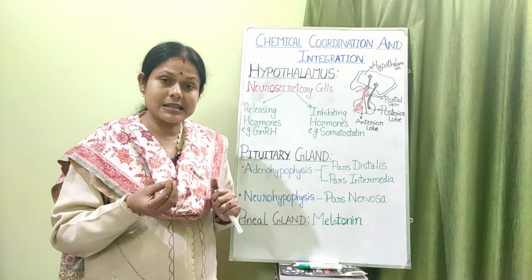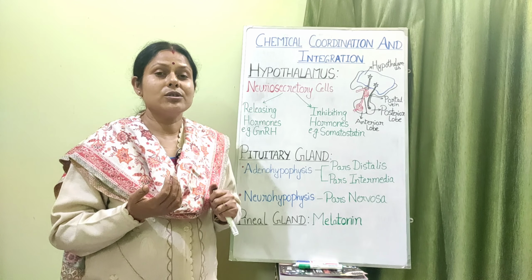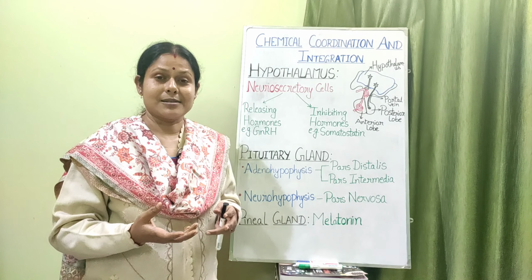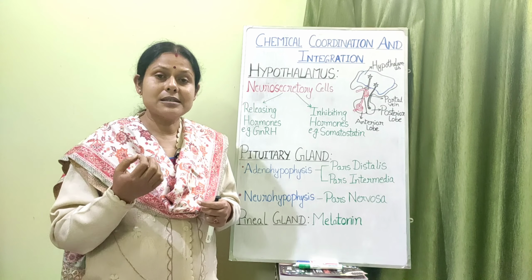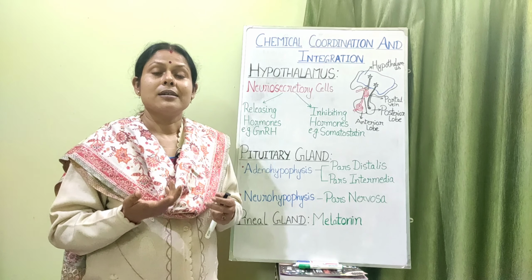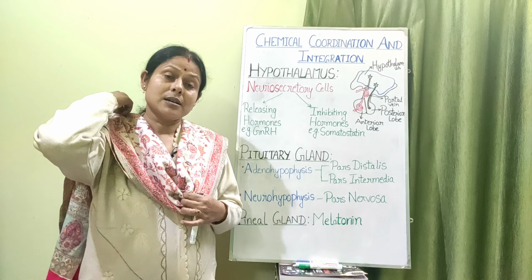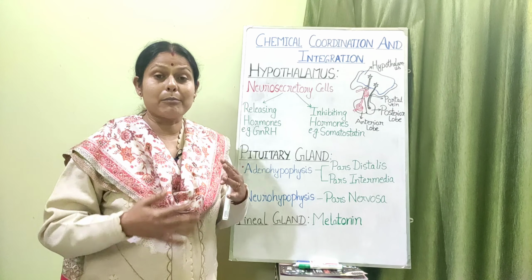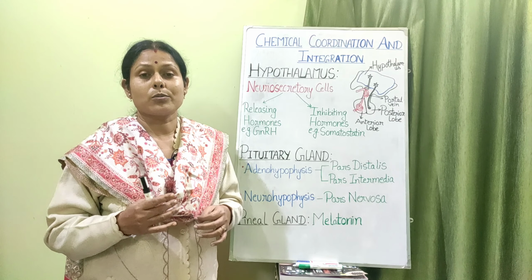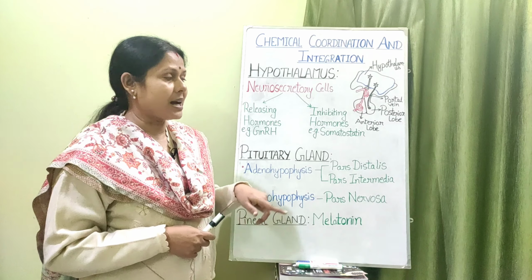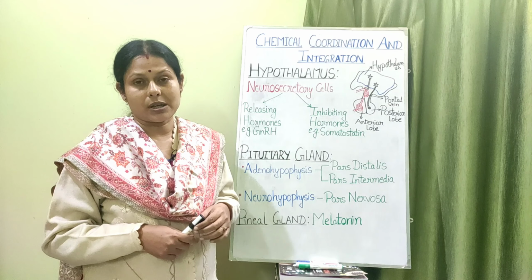If this hormone is secreted in excess, that leads to an abnormality in an organism known as gigantism. An abnormal increase in the height of the person takes place, and if it is secreted in less, then it will result in dwarfism. So dwarfism and gigantism are the abnormalities because of hypersecretion and hyposecretion of the somatotropic hormone, which is again guided by the gonadotropin releasing hormone released by the hypothalamus.